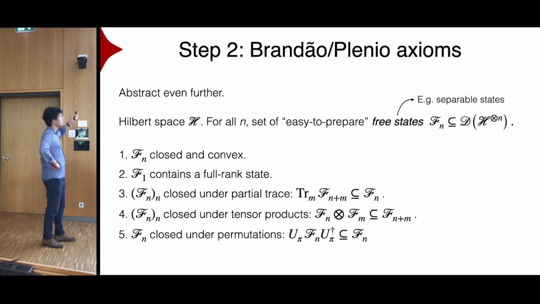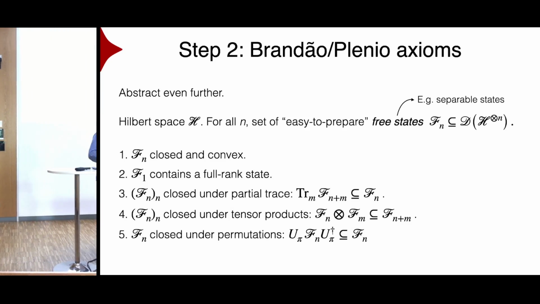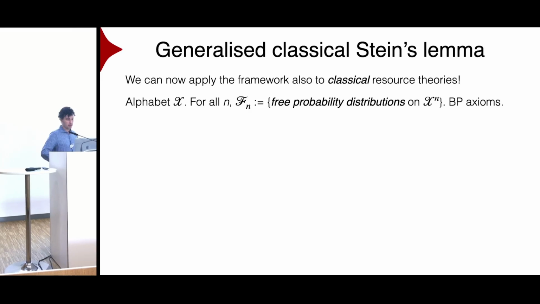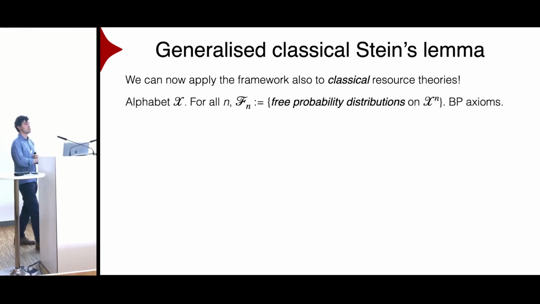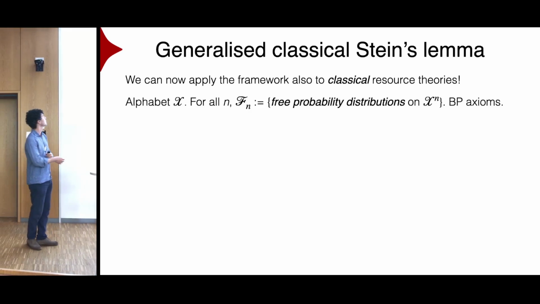So the set of separable states obeys all of these axioms. The set of stabilizer states obeys all of these axioms. The set of PPT states obeys all of these axioms. So essentially, many of the, if not all of the quantum resource theories that we used to look at obey all of this. Okay. But now the advantage is that we can just take these axioms and apply them to classical probability theory. Why not?